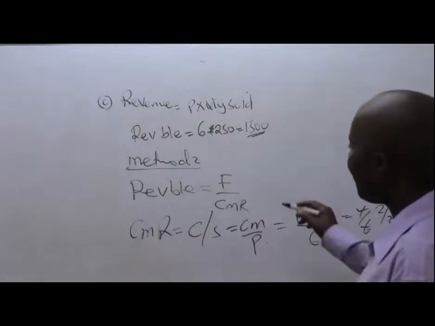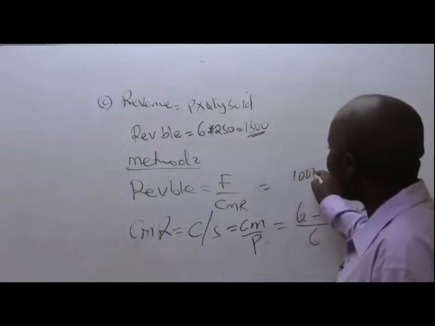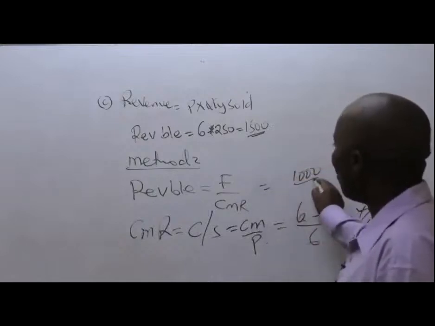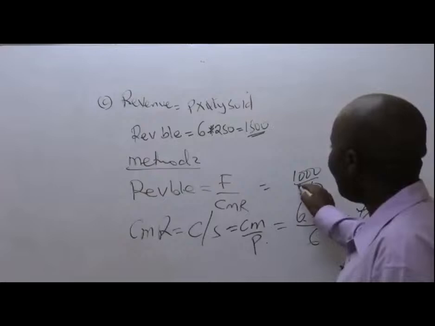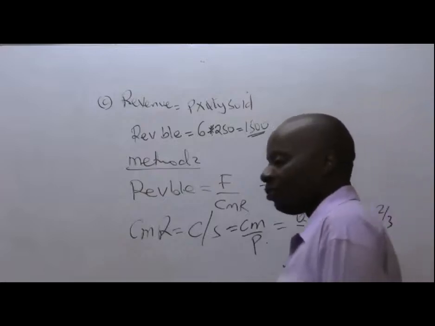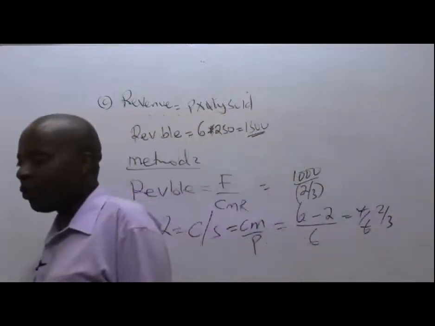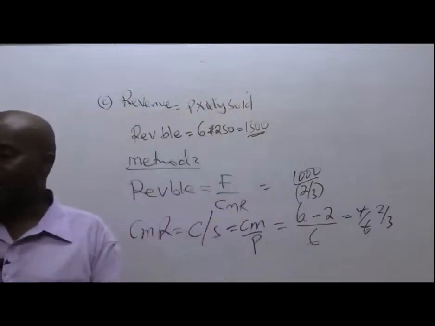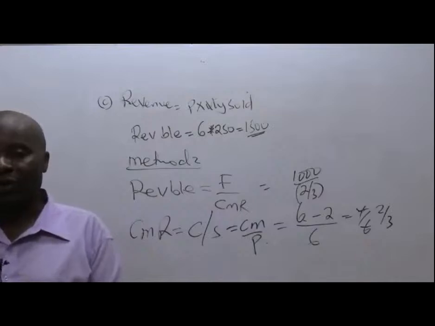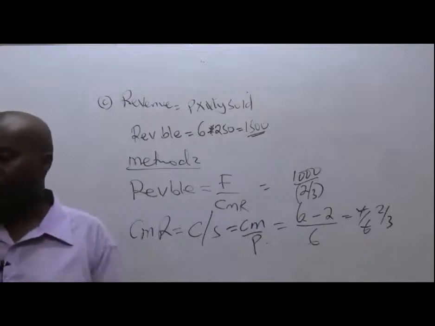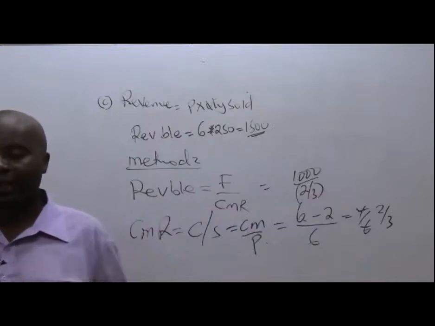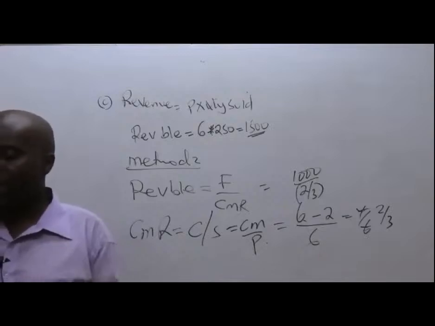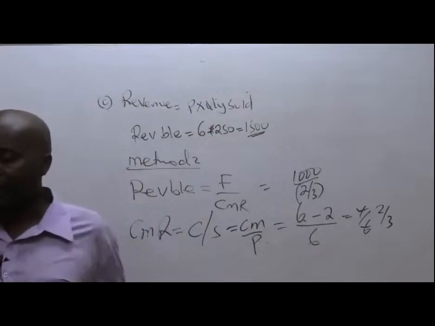So as I come here, I know my fixed cost is 1,000 all over 2 over 3. As I'm dividing, that 2 over 3 must be put in brackets. So 1,000 divided by, open brackets, 2 over 3, close. And then you give me an answer. What do we have there?